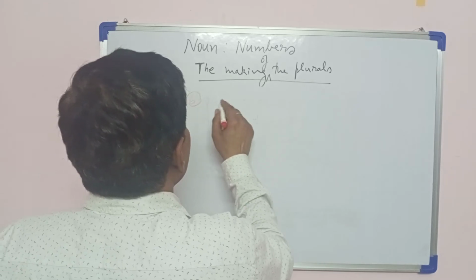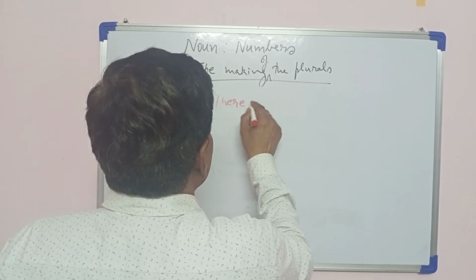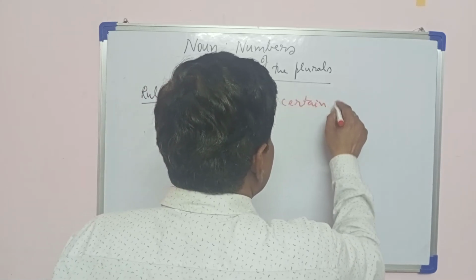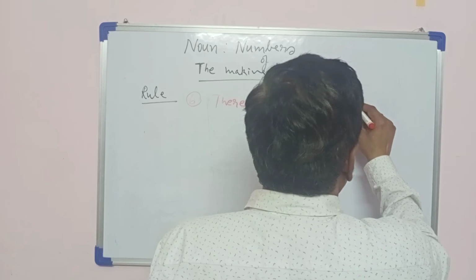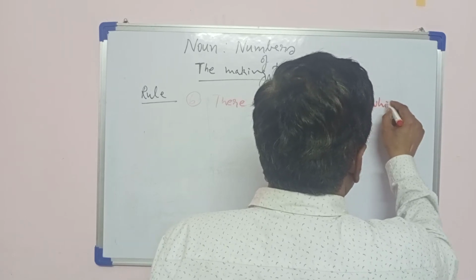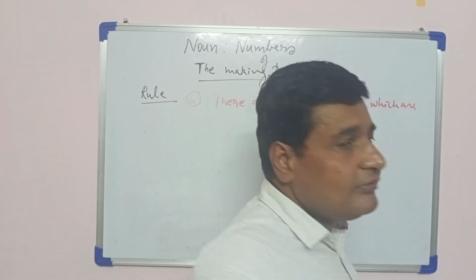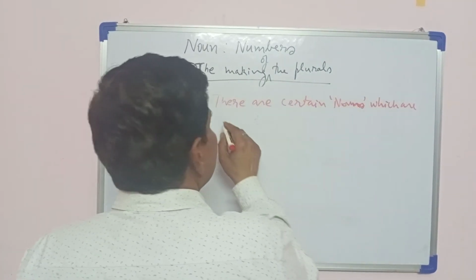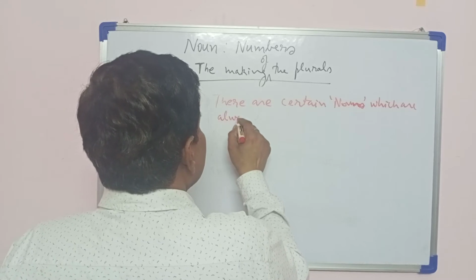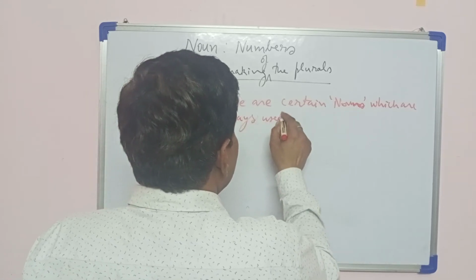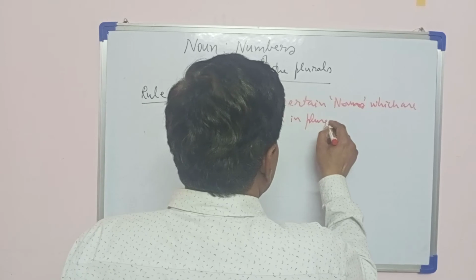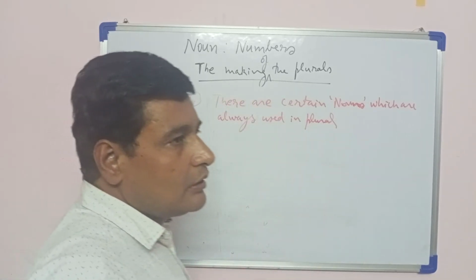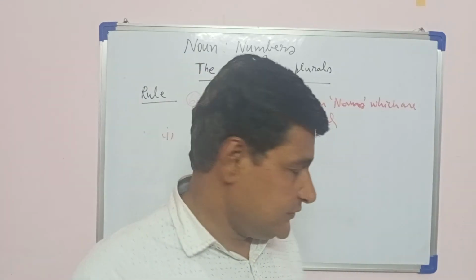In this next rule, there are certain nouns which are always used in plural. Number one, first one, names of the instruments.